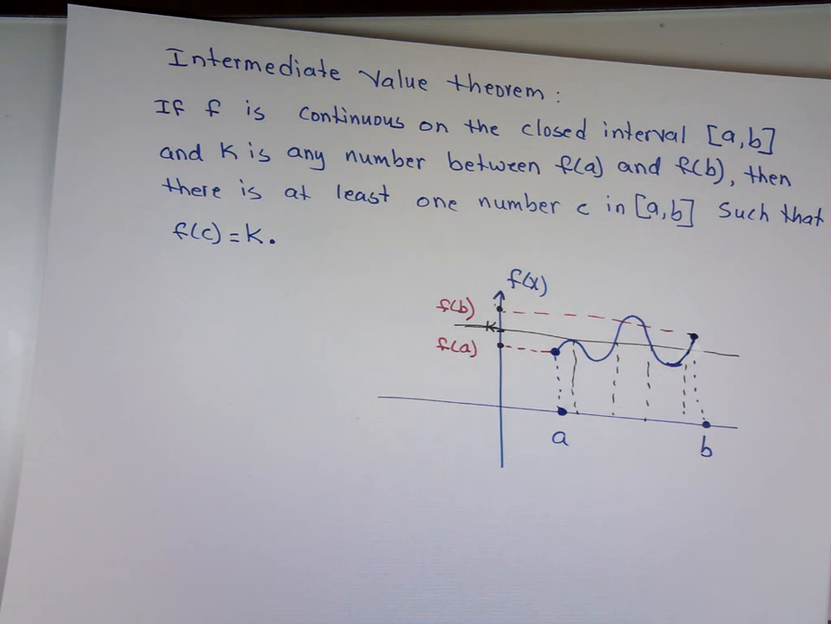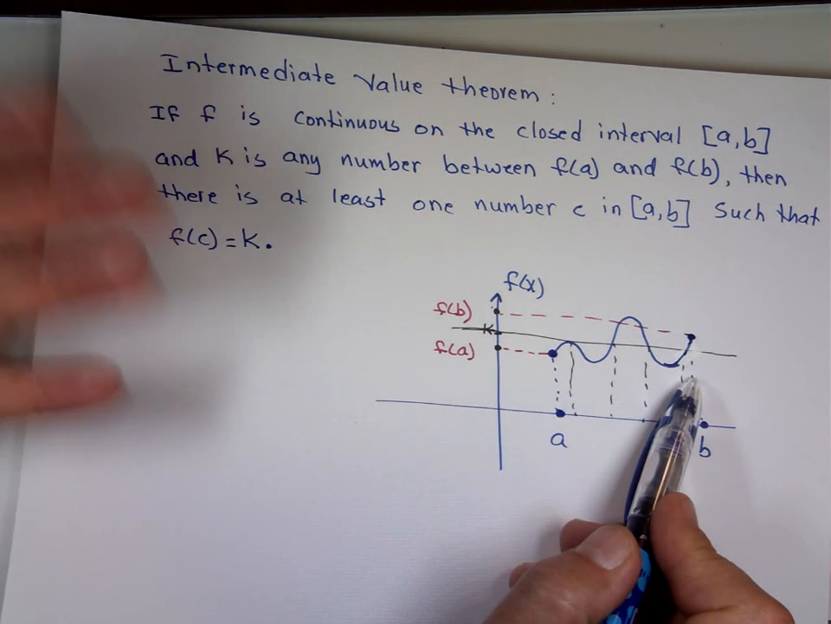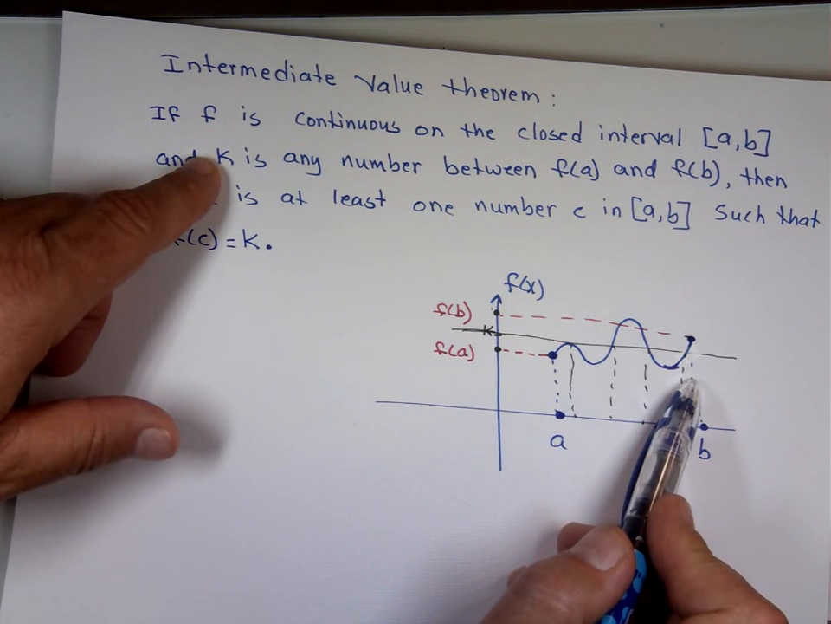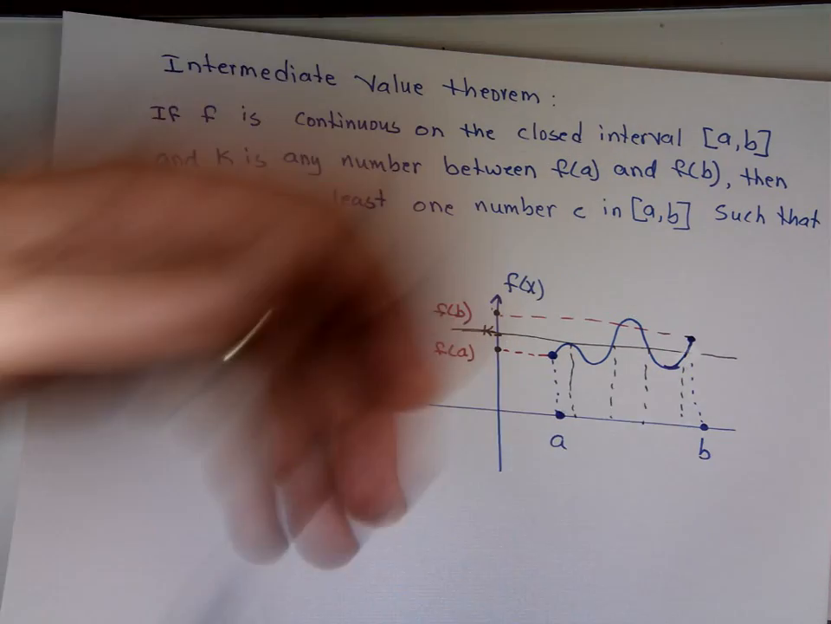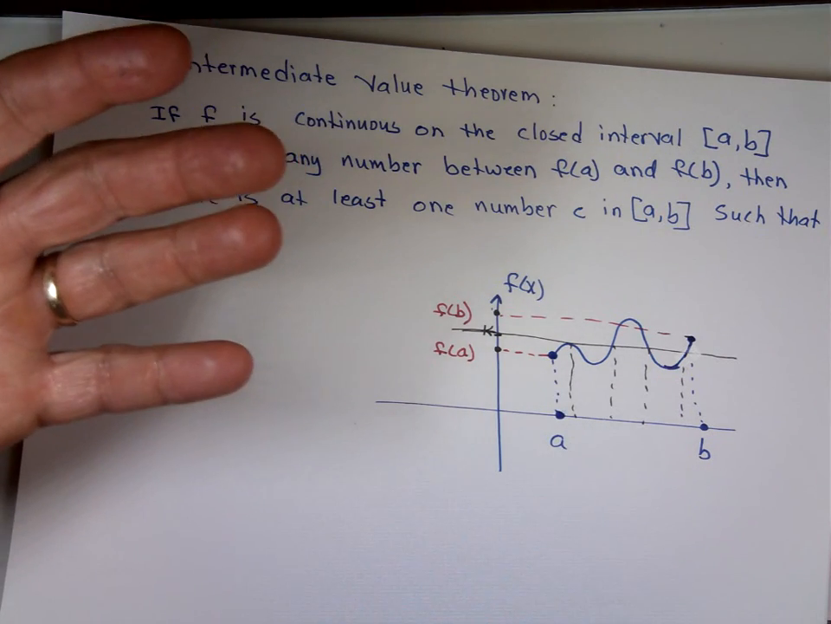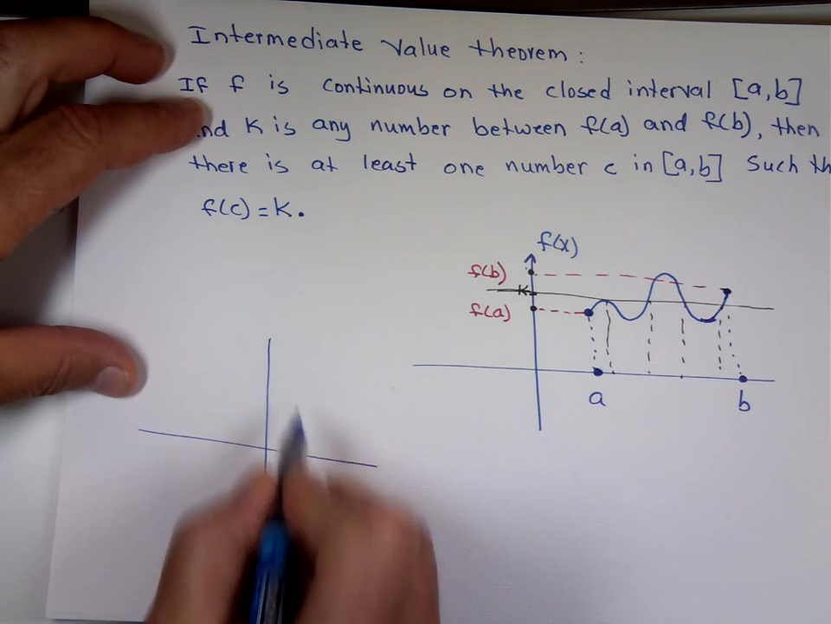When I did this initially, I had A and B the same height. Well, I couldn't do that because it says pick K between. If they're the same height, how do you pick a point between them? So you couldn't pick a point between them. But you can think of any picture that you want to. You can say this is A, this is B.